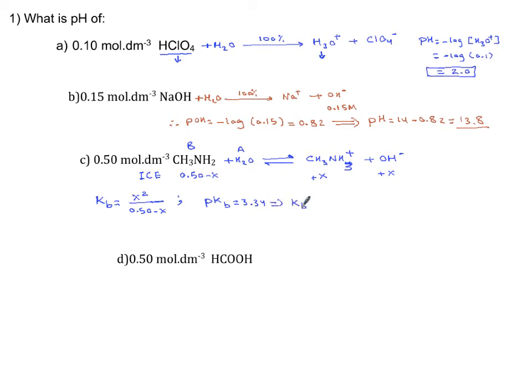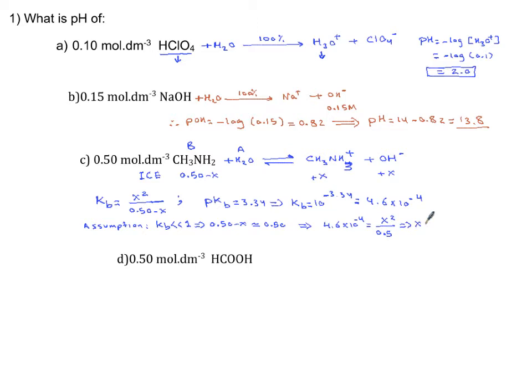So Kb is nothing but 10 raised to negative pKb, and it's 4.6 times 10 to minus 4. Now we are going to write our assumption or approximation in order to avoid a quadratic solution. Since Kb is much smaller than 1, you can say the denominator 0.5 take away x is nothing but 0.5. Life gets easier, so your Kb, which was 4.6 times 10 to minus 4, is simply equal to x squared divided by 0.5.